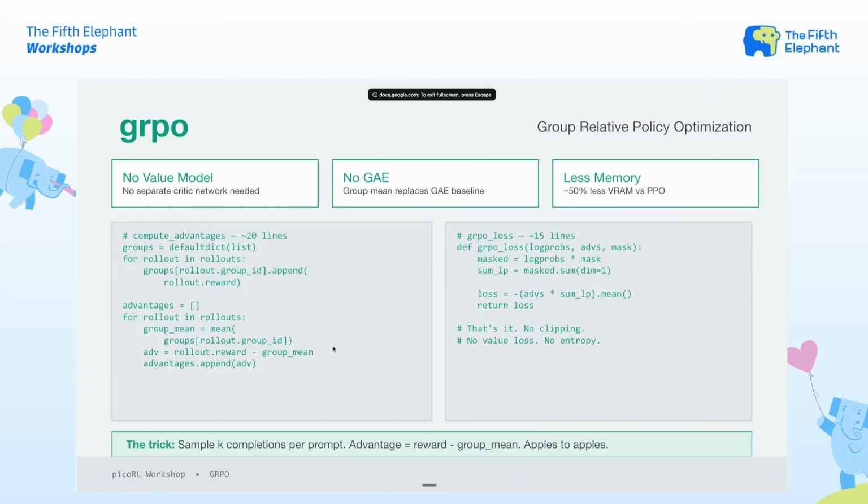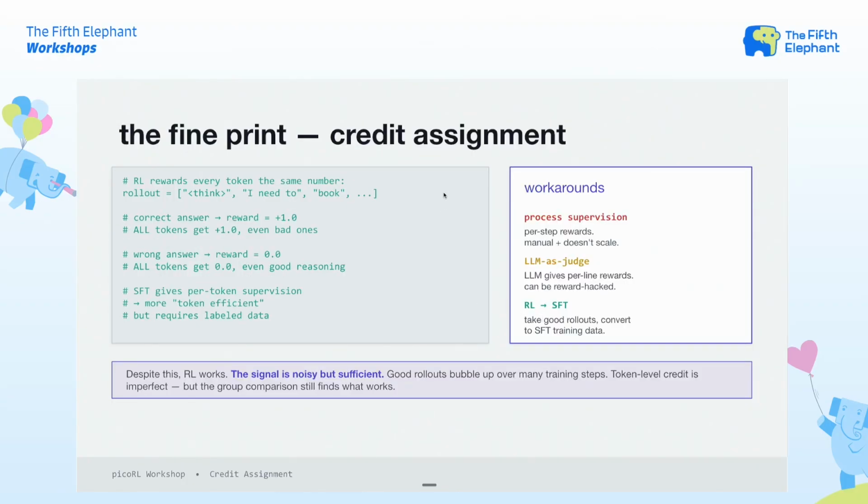So the trick for GRPO is that you sample a bunch of completions per prompt, and then your advantage, the trainable score, is your reward minus the group mean. Your group mean is, for that group of say 8 or 32, the average reward that each of those rollouts got, right? And if you step through it, this is the core part of the algorithm here.